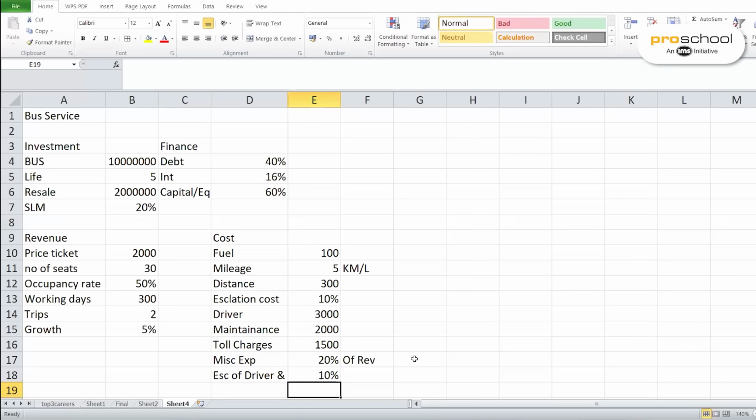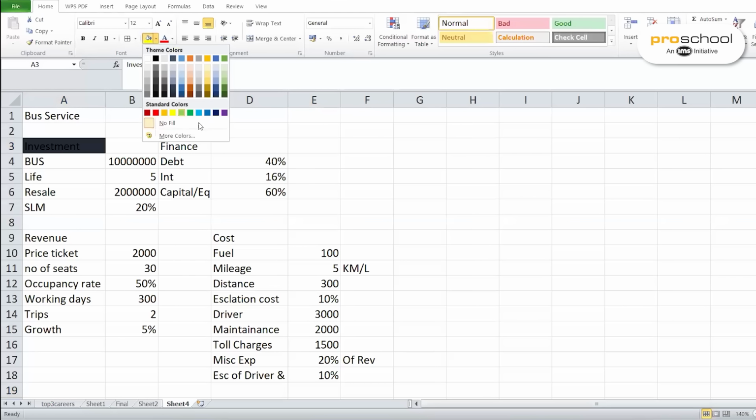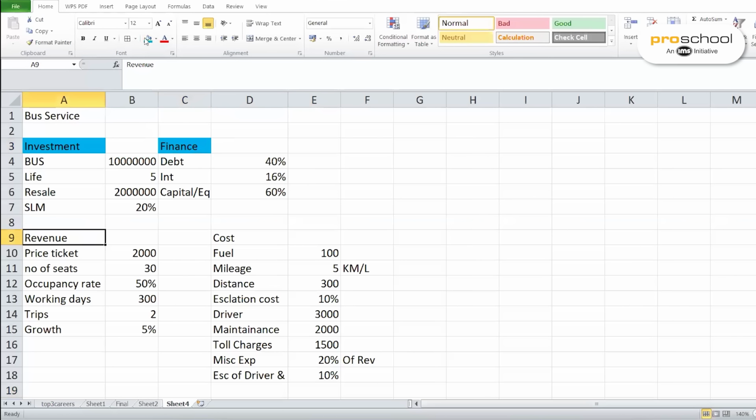So revenue I have taken, right? Cost I have taken, finance I have taken, investment. So for your easy purpose, let me highlight them for you so that you understand them better. So this is the investment part, this is finance, say this is revenue, and this is your cost part. So we have broken down all the things into four parts. So these four are the main pillars of a financial model, right? So revenue and cost will go into my profit loss account, and investment and finance will go into my balance sheet. That's how I start building my model.